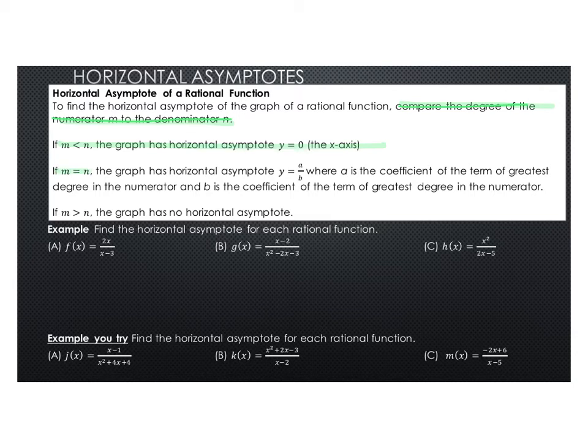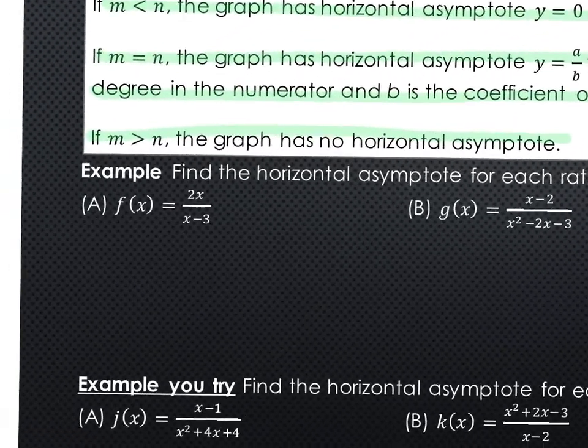If m equals n, the graph has a horizontal asymptote at y equals a over b, where a is the coefficient of the term of the greatest degree in the numerator, and b is the coefficient of the term of greatest degree in the denominator. If the degree of the numerator is larger than the degree of the denominator, then we do not have a horizontal asymptote. So if we look at our next example, we're going to find the horizontal asymptote of each function.